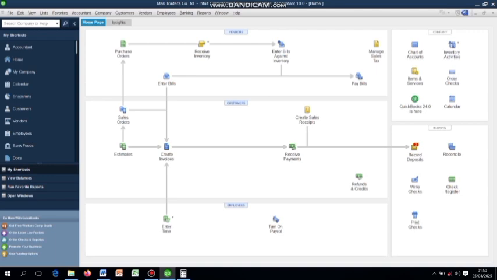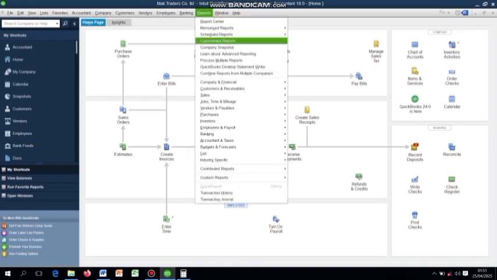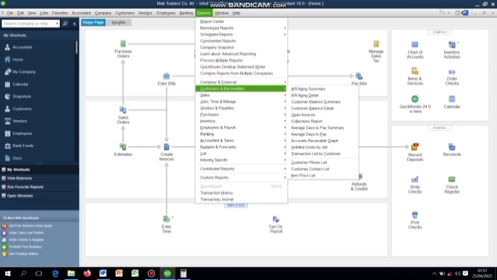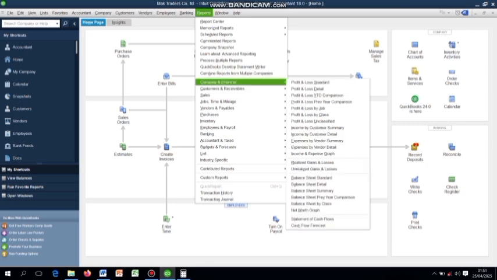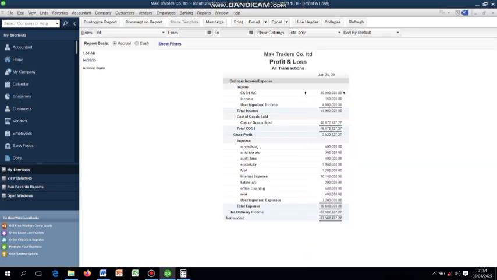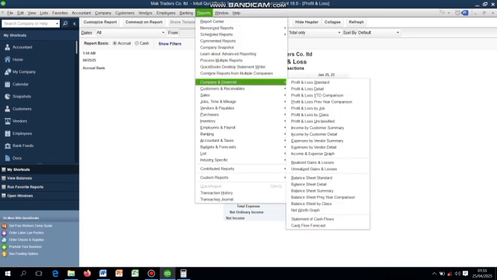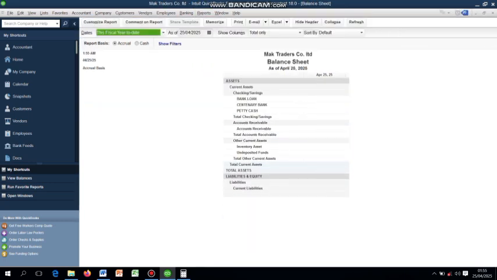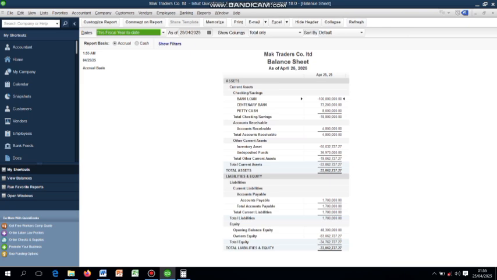After saving and close, then the question was enter the transactions in QuickBooks and extract the following reports. Profit and loss report for the month of June. So I'll come here to the report. I'll come to the company and financial, so profit and loss. So this is my profit and loss. Then when I want my balance sheet, I'll come to company and financial, then I will come to the balance sheet and it will give me that one. So members, thank you.